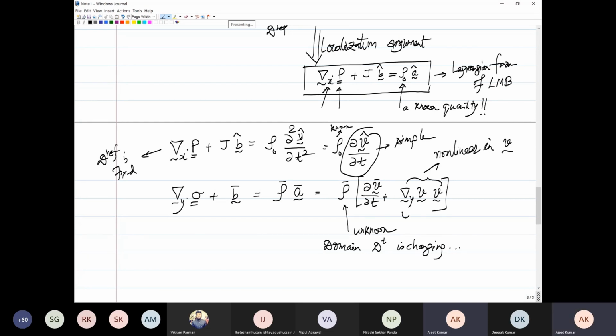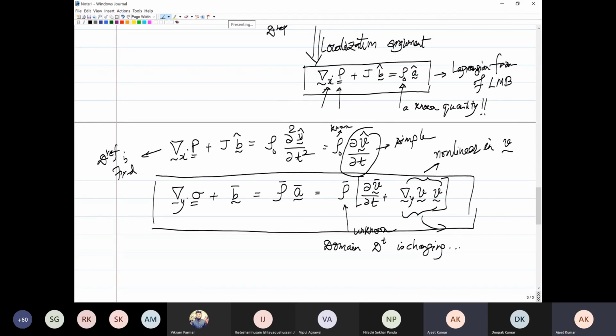Of course, this nonlinear term is a really messy term. This brings all the hell. And this is also what is called the Navier-Stokes equation in fluid mechanics. You just have to replace sigma with the corresponding constitutive form for sigma. But otherwise, the convective term is really messy.